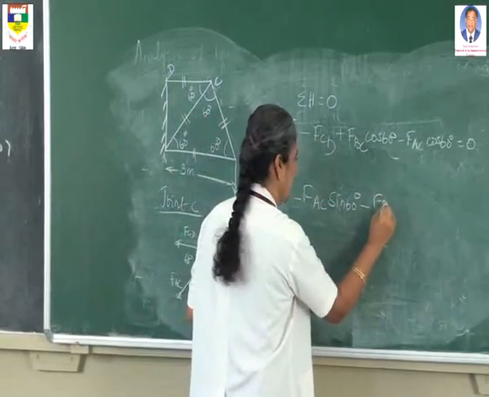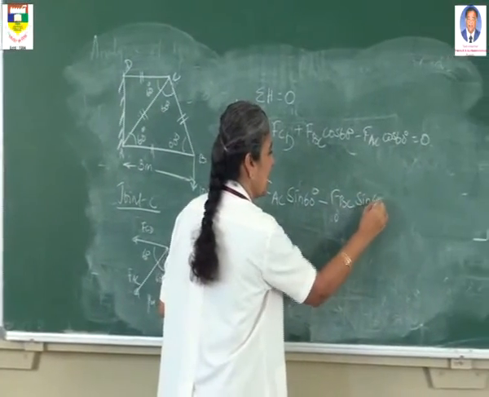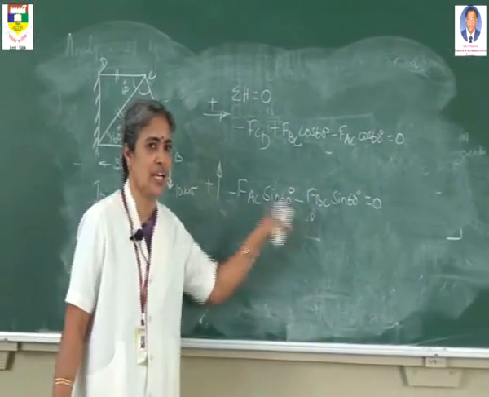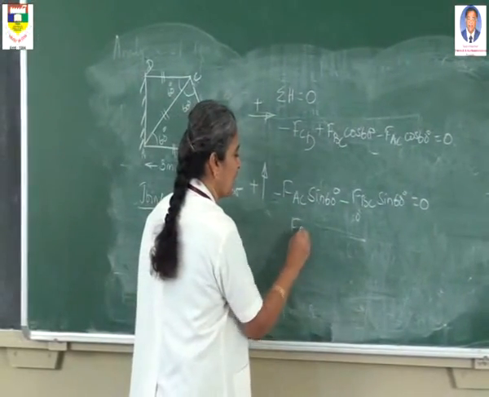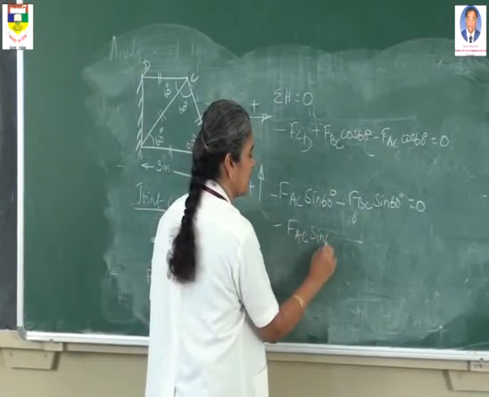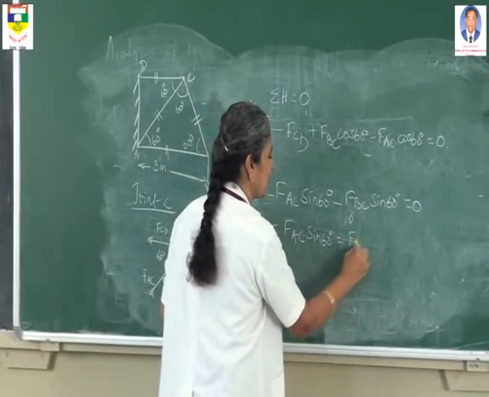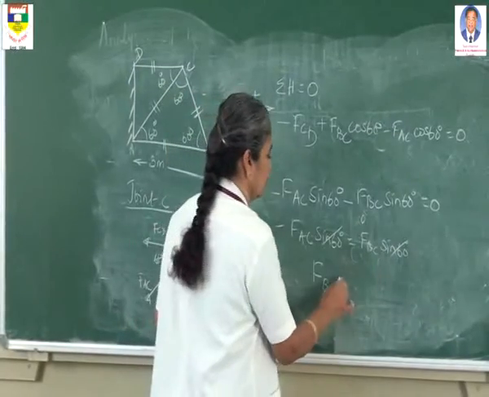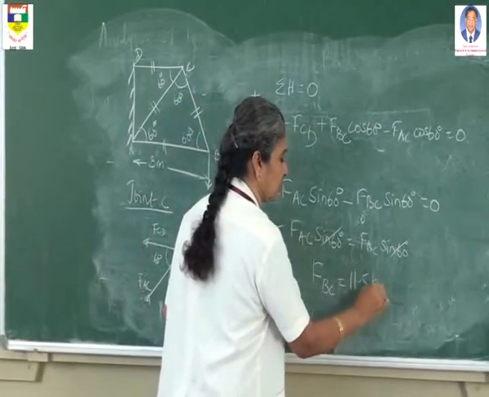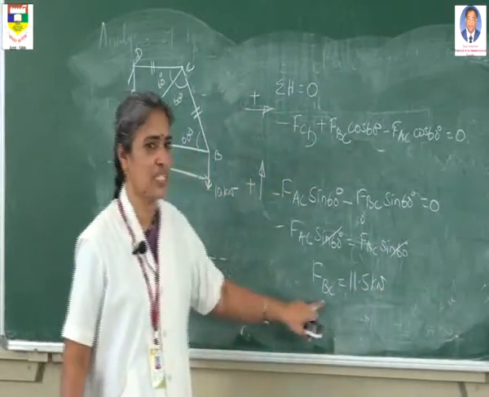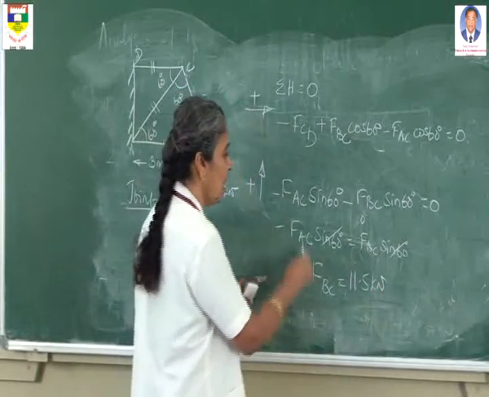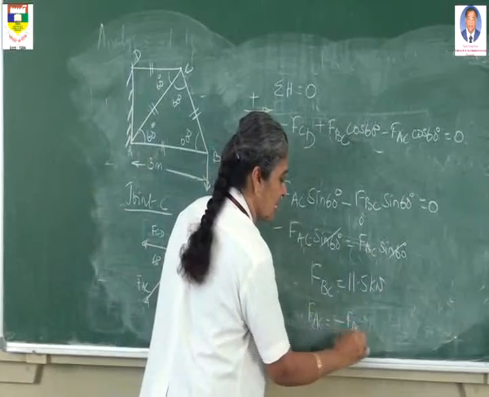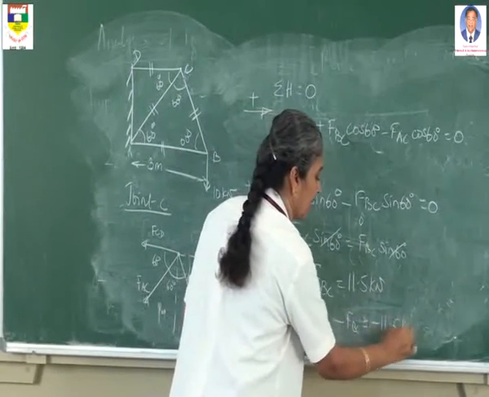minus FBC sin 60 equal to 0. These two forces are acting downwards. Therefore, we are using the negative sign. Now, FAC sin 60 equal to FBC sin 60. You cancel this sin 60, sin 60. So already we calculated FBC, which is equal to 11.5 kilonewton. So from this expression, FAC is equal to minus of FBC, which is equal to minus 11.5 kilonewton.